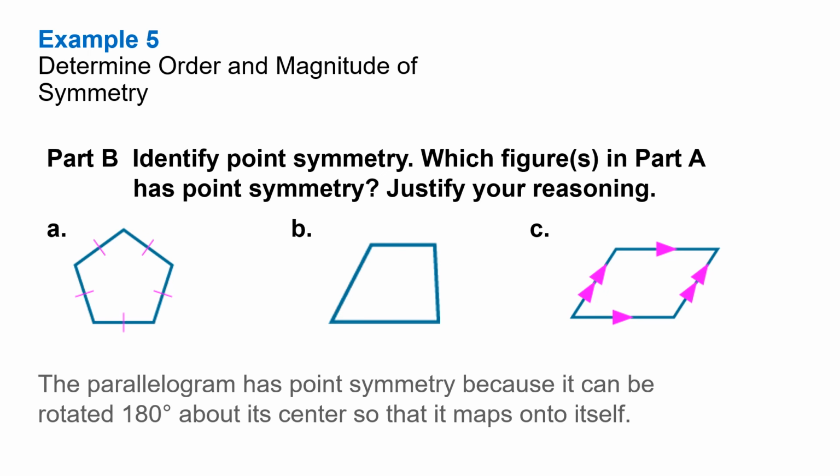For part B, identify point symmetry. Remember that point symmetry is when you have 180 degree rotational symmetry. So in these figures, A had rotational symmetry, but it did not have 180 degree rotational symmetry. B did not have rotational symmetry at all, so it cannot have point symmetry. But C, the parallelogram, had 180 degree rotational symmetry, so it would map back onto itself. So figure C has point symmetry.